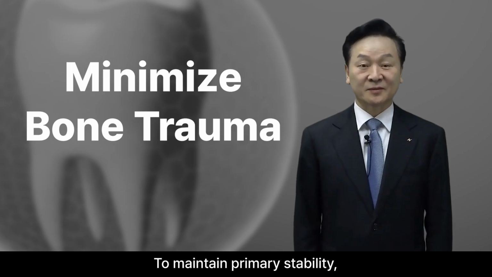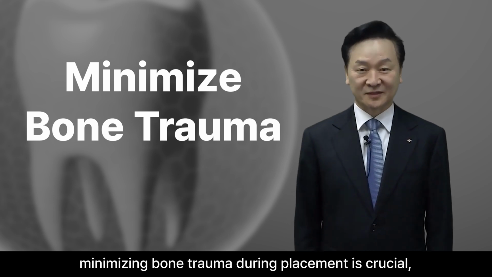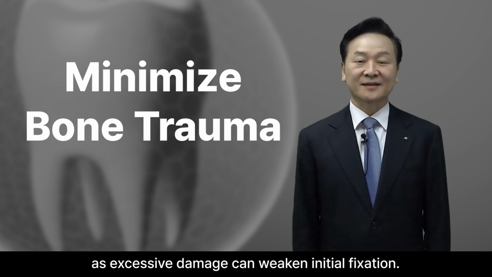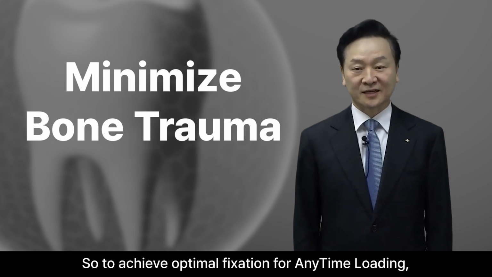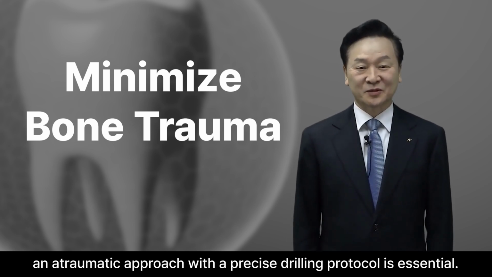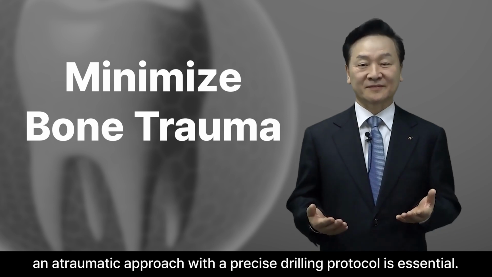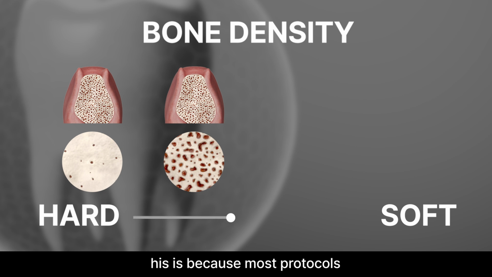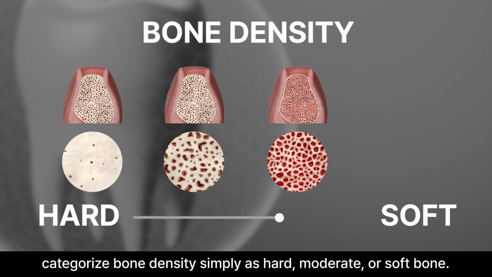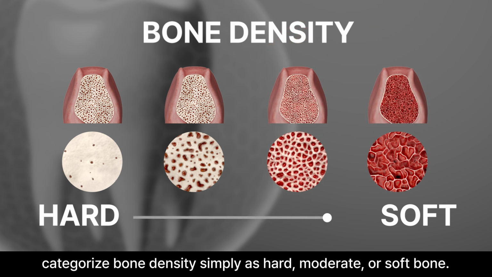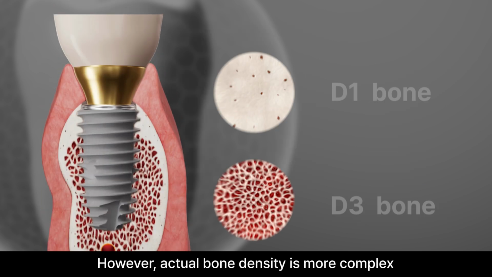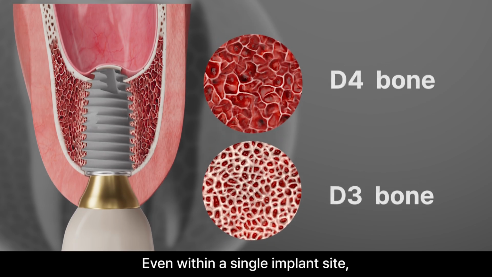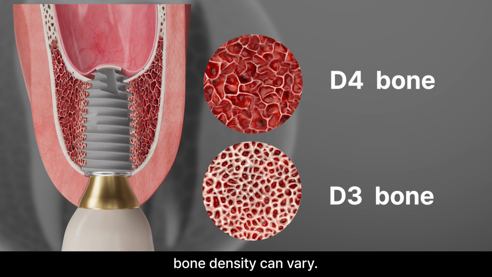To maintain primary stability, minimizing bone trauma during placement is crucial, as excessive damage can weaken initial fixation. So to achieve optimal fixation for anytime loading, an atraumatic approach with a precise drilling protocol is essential. However, conventional drilling protocols have limitations. This is because most protocols categorize bone density simply as hard, moderate, or soft bone. However, actual bone density is more complex than these simplified classifications. Even within a single implant site, bone density can vary.